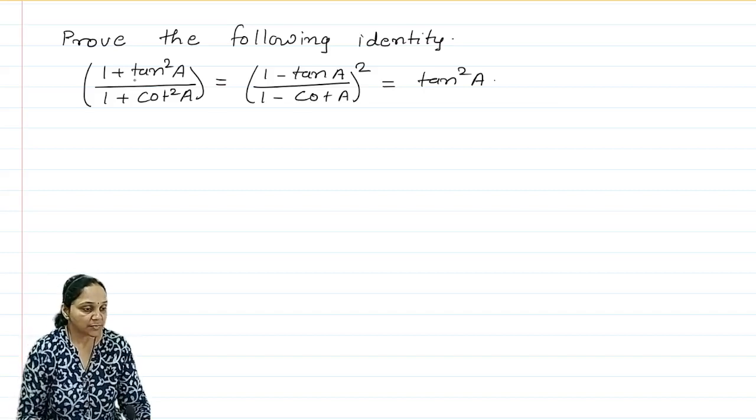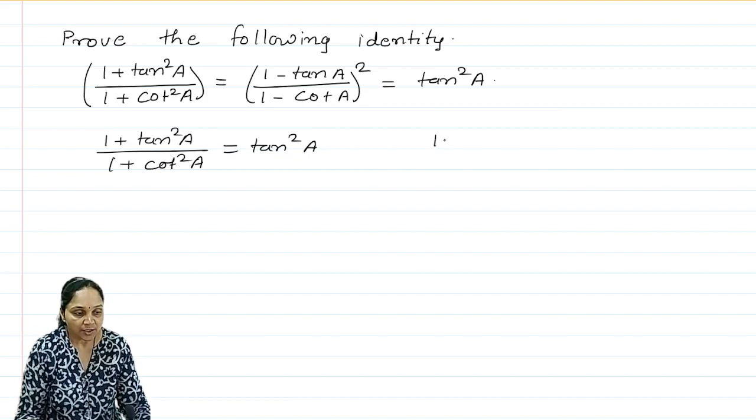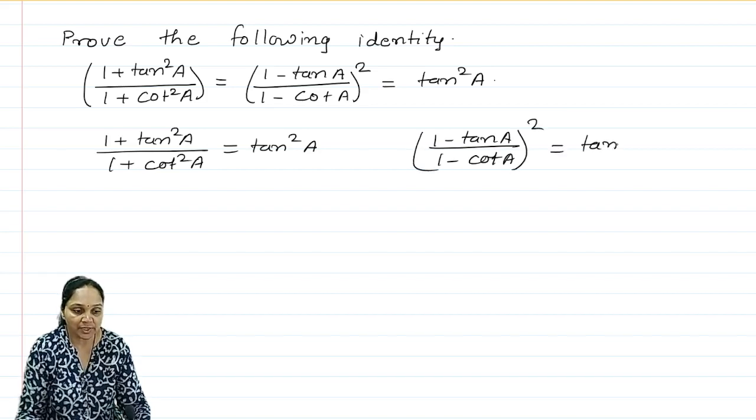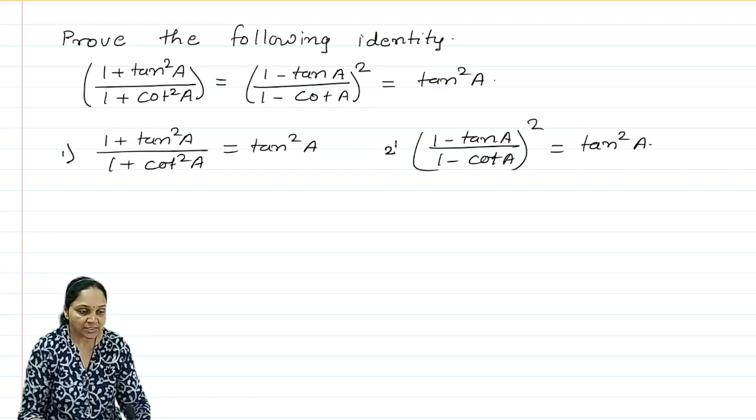Now in this example, three terms are given equal, which means we have to prove these three terms are equal. That means it is sufficient to prove that (1 + tan² A)/(1 + cot² A) is equal to tan² A, and ((1 − tan A)/(1 − cot A))² is equal to tan² A. So we will consider this as the first part and this as the second part.